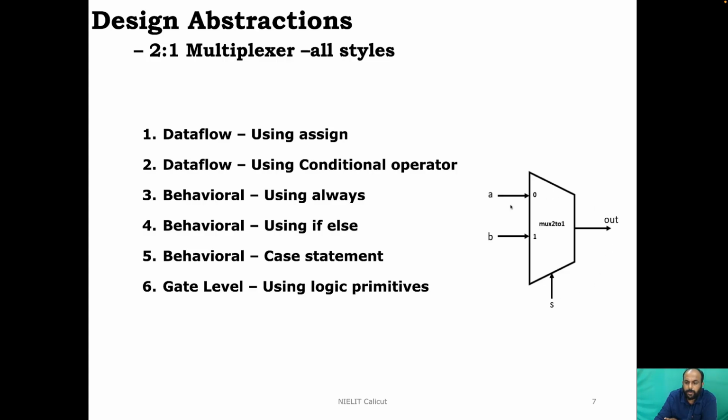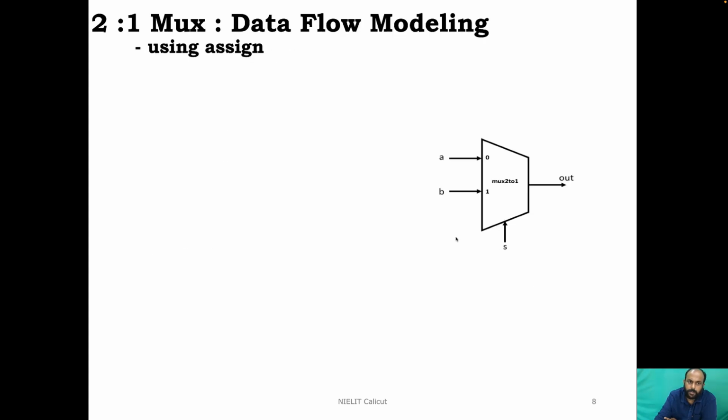It has two inputs A and B and one select input S. When S is 0, it is supposed to drive A to the output, and when S is 1, it is supposed to drive B to the output. So that is the specification. We are trying to write it in different styles. Let us start with the simple assignment operator, which is continuous assignment.